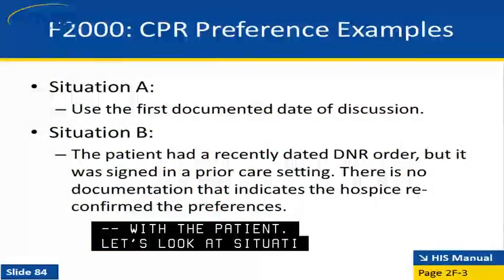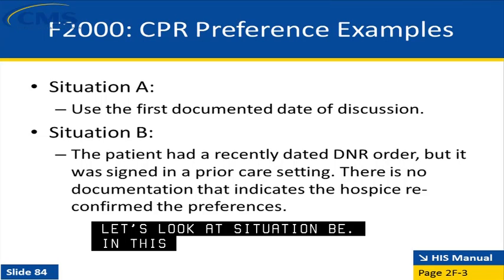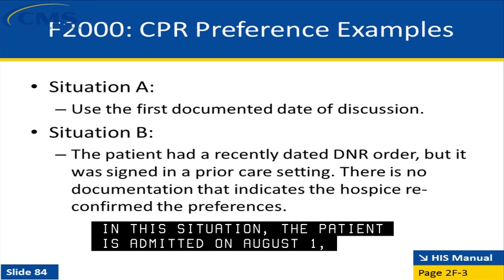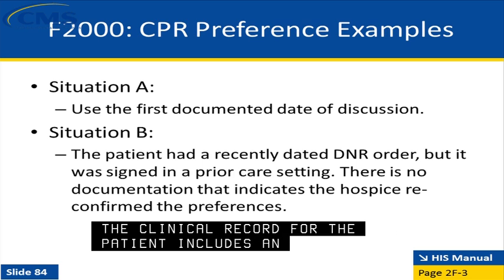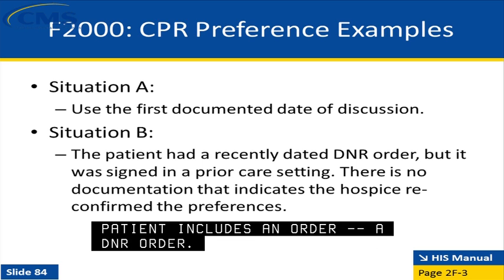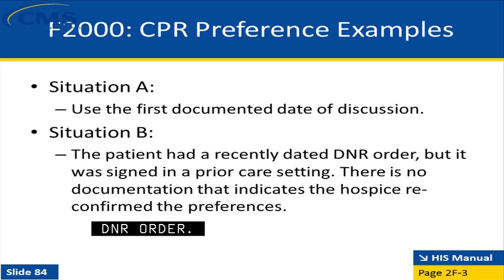So let's look at situation B. In this situation, the patient is admitted on August 1st, 2014, and the clinical record for the patient includes a DNR order, which was signed in a prior care setting, and it's dated July 15th. So what would be the code for this item?